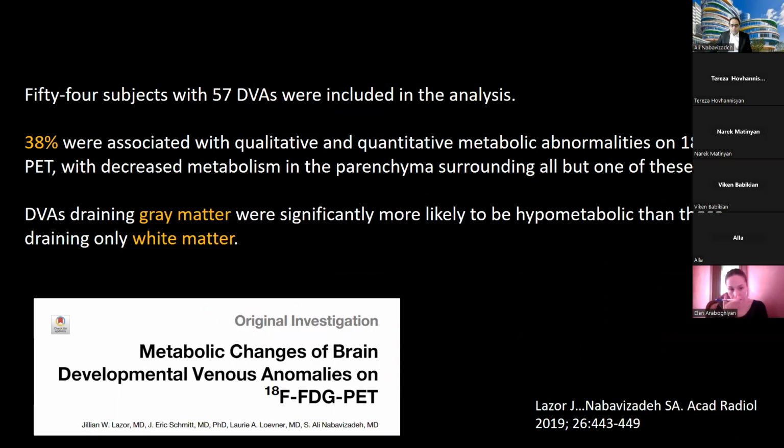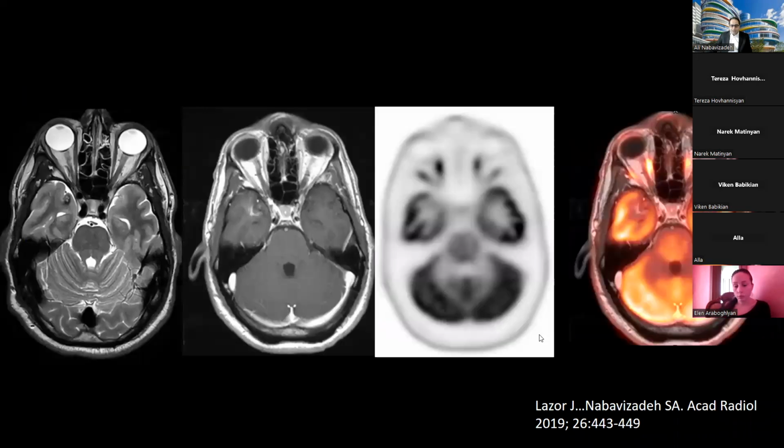And finally, I'm going to move on to FDG PET and how it could show in patients with DVA. This is a study that we did a few years ago at Penn. When we looked at FDG PET in patients who had developmental venous anomalies, we saw that 38% of them had some qualitative or quantitative metabolic abnormalities on FDG PET. And interestingly, DVAs that drained the gray matter showed significantly more hypometabolic changes compared to DVAs involving the white matter.